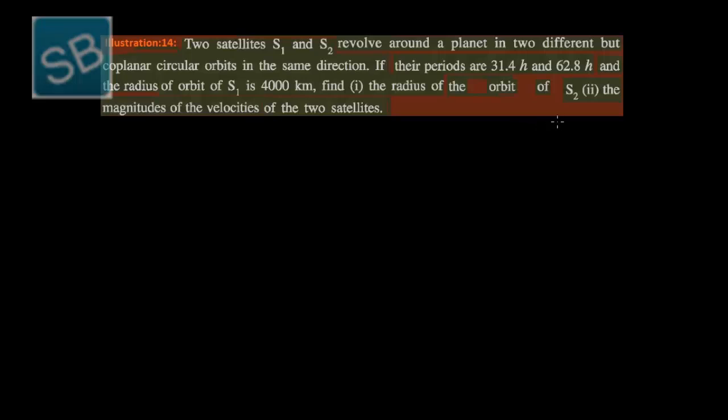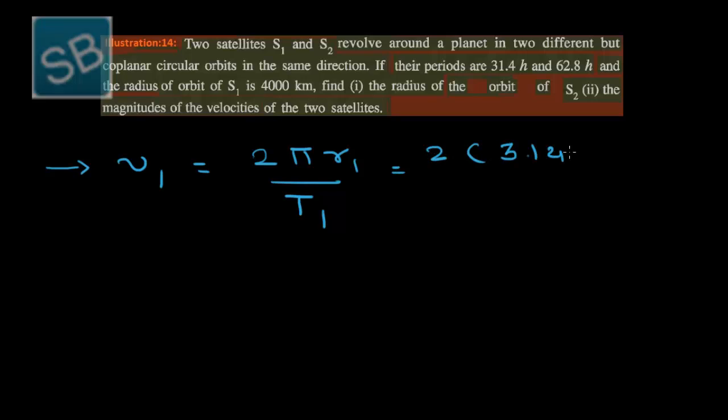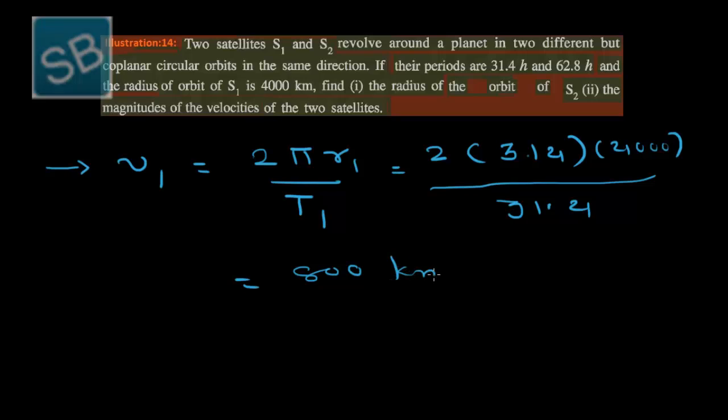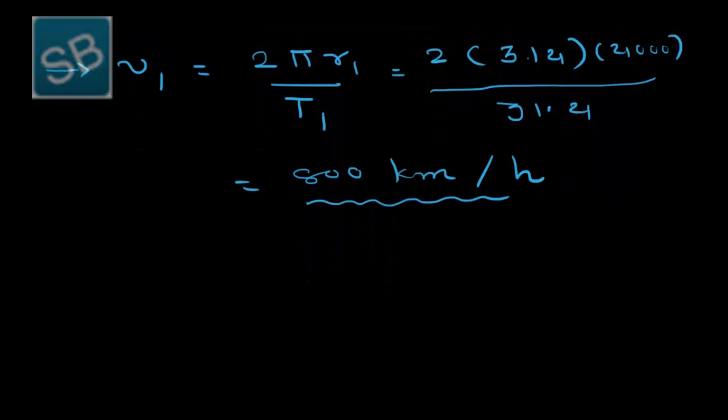The other thing which is asked over here is the magnitudes of the velocities of the two satellites. We know the velocity is given by circumference divided by time interval. So it is twice pi r1 divided by t1. So substituting all the values, 2 into 3.14 into the radius 4000, and the time period is 31.4. So the answer will be 800 kilometer per hour. So this is the magnitude of velocity of the first satellite.